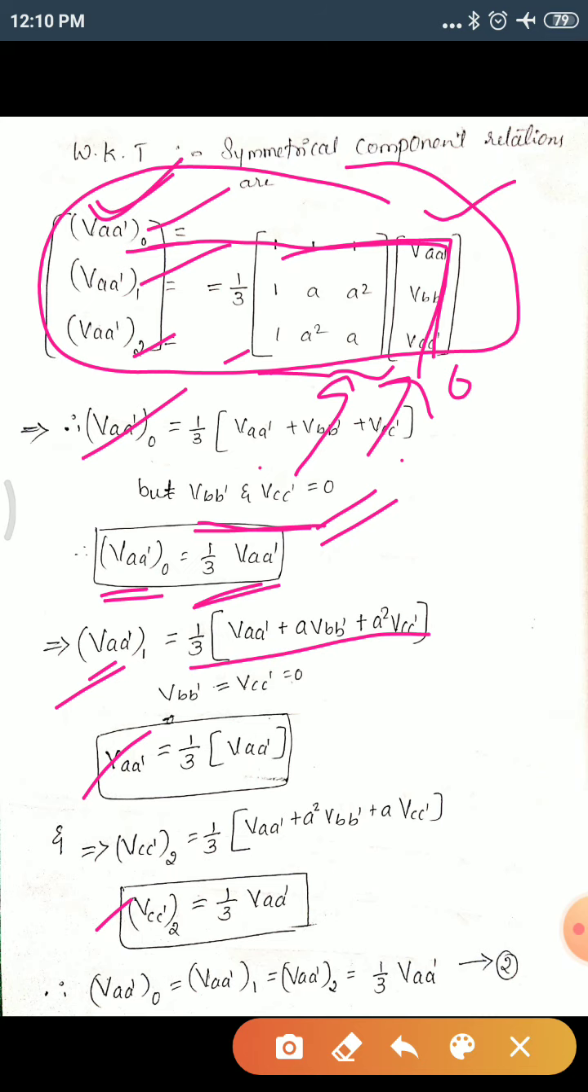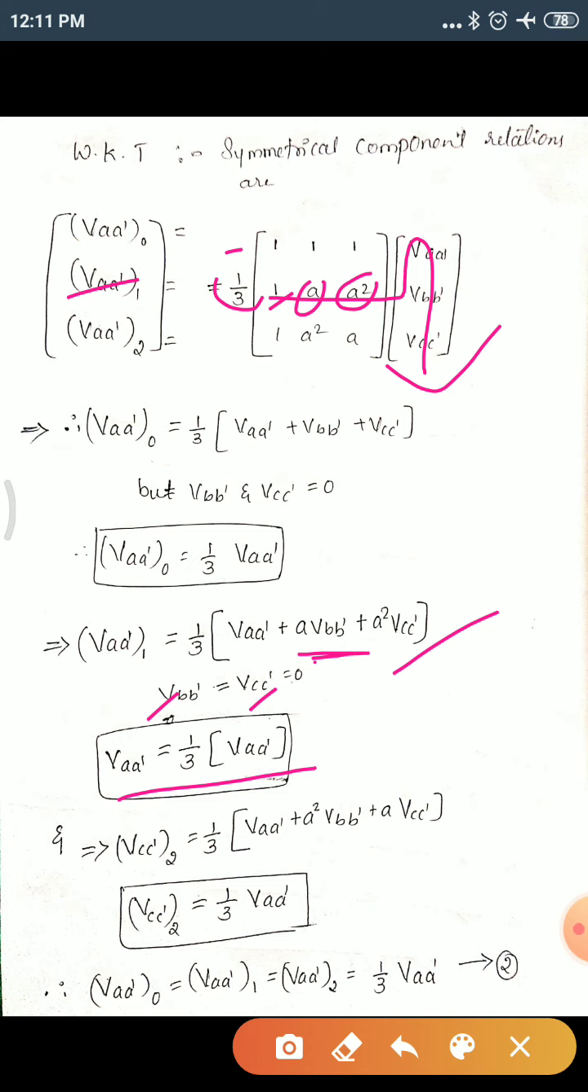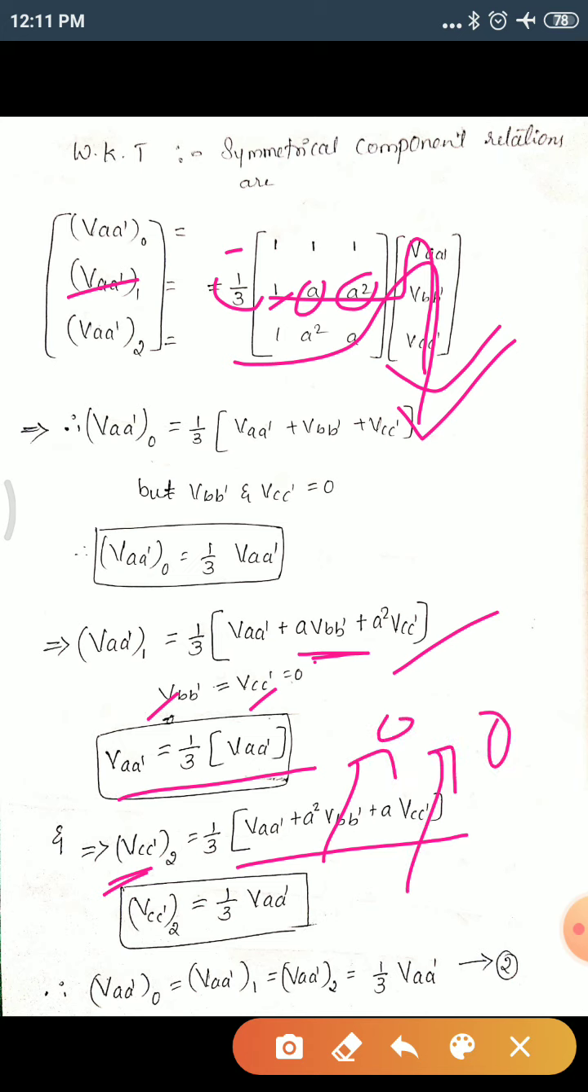Next, similarly we can calculate for the positive sequence, represented as VAA dash of 1, by doing this multiplication: 1/3 of VAA dash plus a into VBB dash plus a square into VCC dash. As we know these two are equal to 0, this is also equal to 1/3 of VAA dash. Similarly for the negative sequence, expand this matrix, substitute the values of these two as 0, and again we get 1/3 of VAA dash.